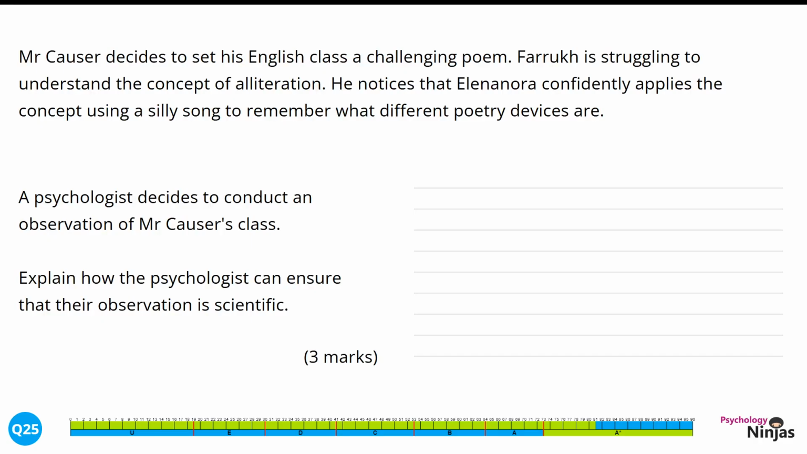We have the command word explain, which means we need to give detail and extension in our discussion here. There is also some assumed psychological knowledge here in terms of features of science, and we would need to incorporate these into our response. Because there is a STEM here, we need all of our 3 marks to be application. We need to link this into the psychologist looking at Mr. Causa's class and the specific details within the information that we've been given. Let's have a look at a response.